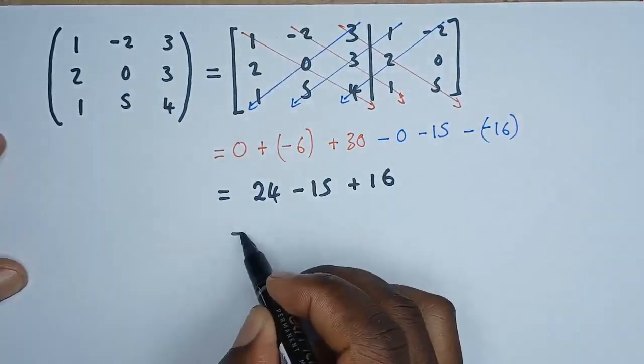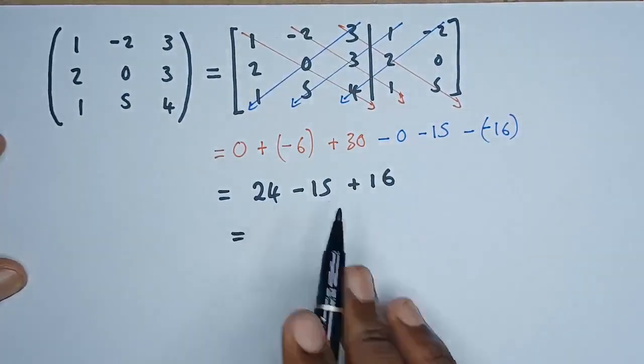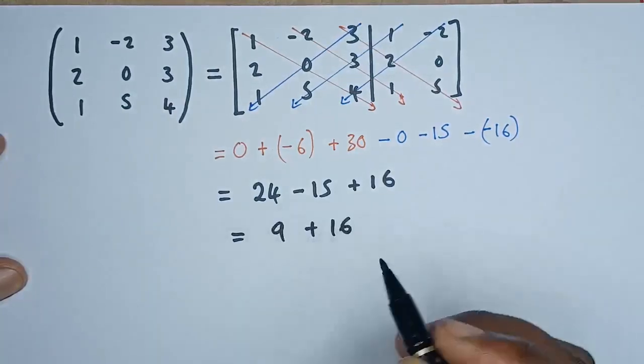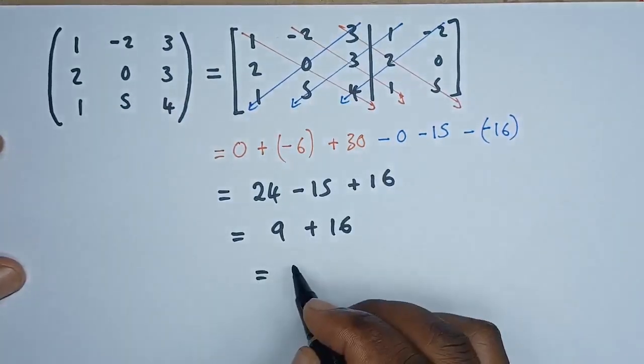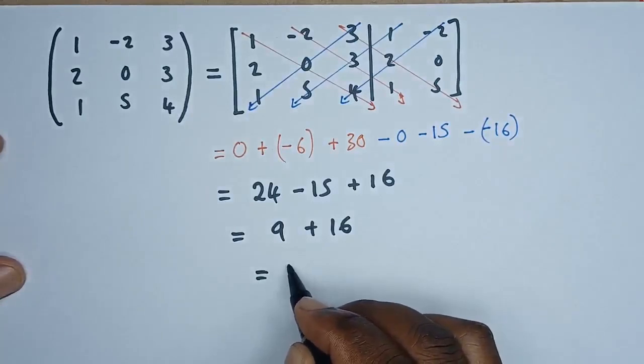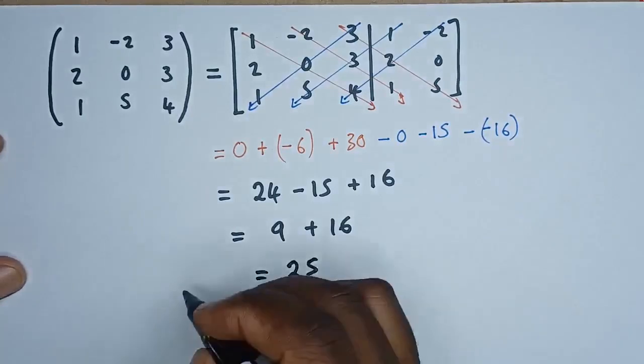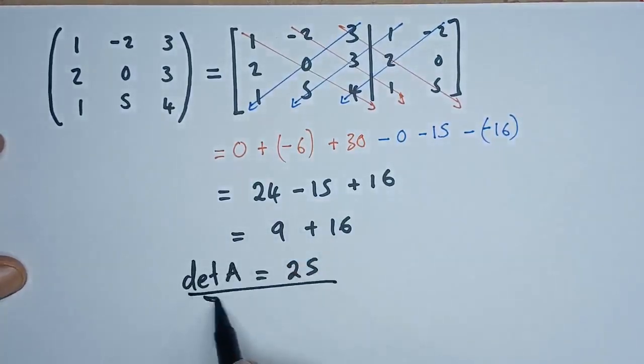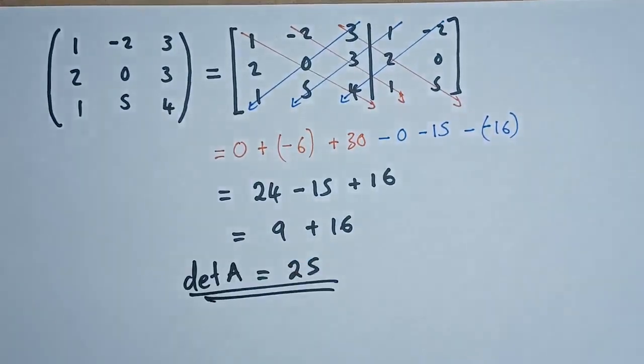So this will reduce to 24 minus 15, we'll simply get a 9. 9 plus 16, like that. Then of course 9 plus 16 will get 25. So assuming this was matrix A, then we just say det A is equal to 25. So this is how this method is used.